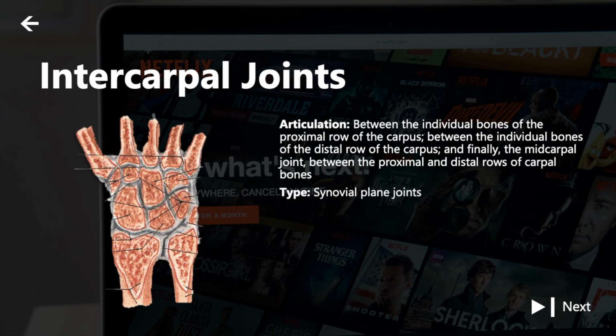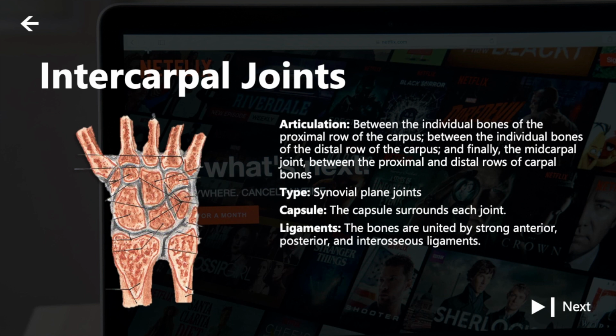So we have already identified the type of joint the intercarpal joints are, and that is synovial plane joints. Its capsule surrounds each joint, and the purpose of this is to enclose the joint to produce a smoother movement between the joints. The bones are united by strong anterior-posterior interosseous ligaments.